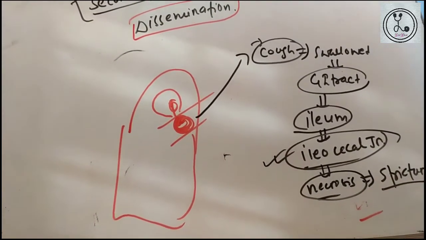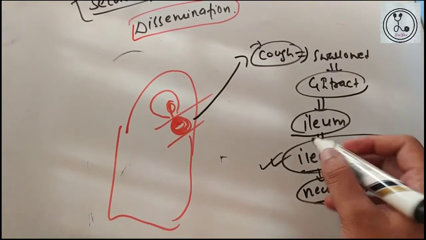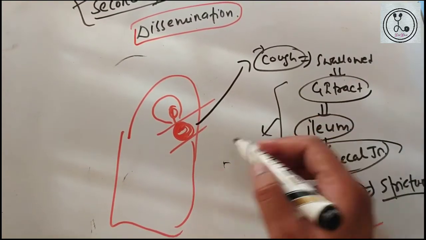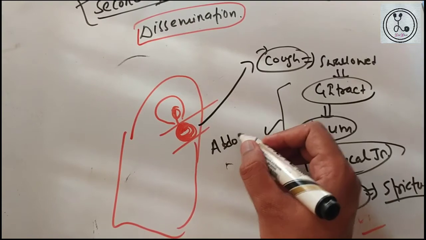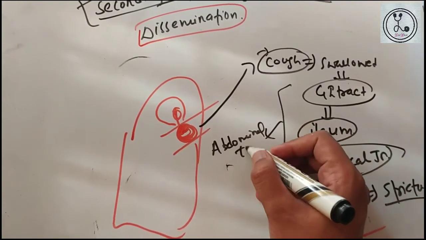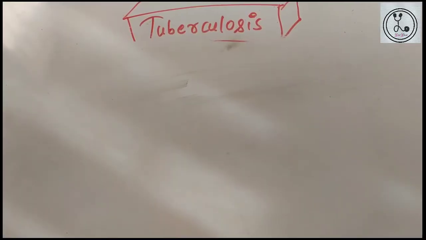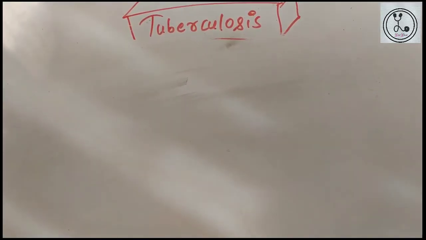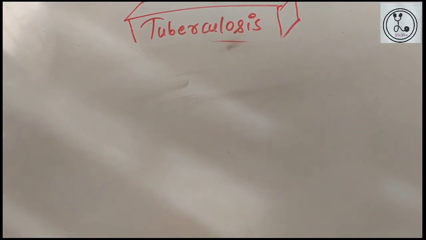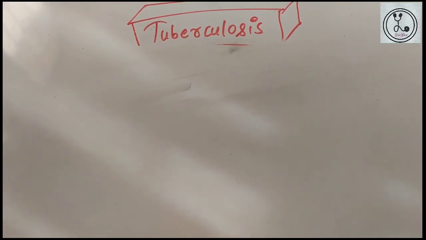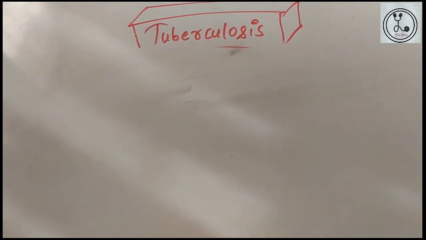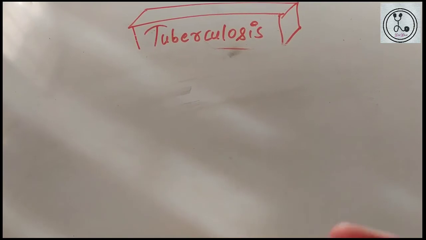So there will be ileocecal stricture formation, or we can say simply that there will be abdominal tuberculosis in this case. Now let me tell you one more thing, so that your concept regarding pediatric tuberculosis will not get so confused. Let me tell a few more things.